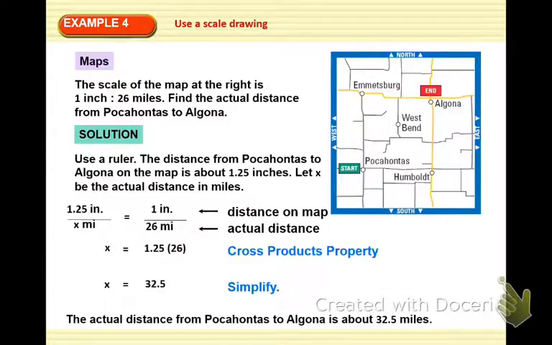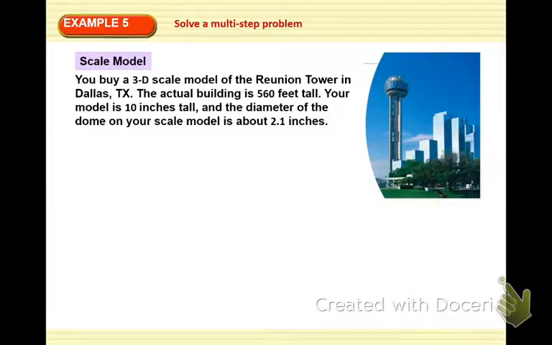You buy a 3D scale model of Reunion Tower in Texas. The actual building is 560 feet tall. Your model is 10 inches tall. The diameter of the dome on your scale model is 2.5 inches. What's the diameter of the actual dome? Okay?